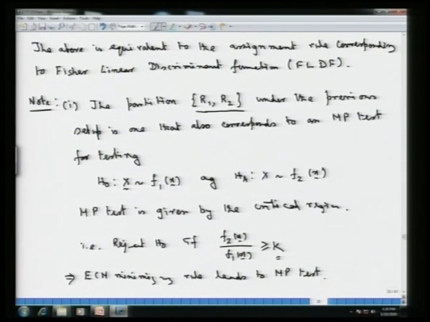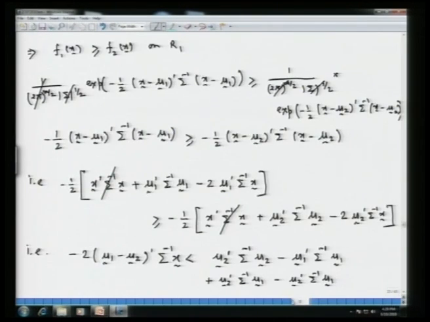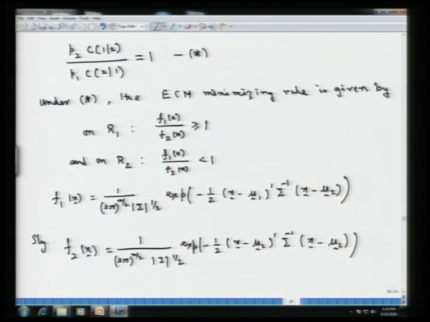Of course, the alpha level here could be any value between 0 and 1, and we would choose k in such a way that the size condition is satisfied. However, the ECM minimizing rule is f2(x) by f1(x) greater than or equal to 1 in the region R2. That is the partition corresponding to the ECM rule, which thus corresponds to the MP test only. Now, the second note is that we have considered in the previous example a special structure of the prior and the misclassification costs, as specified through equation star, that we have this ratio equal to 1.